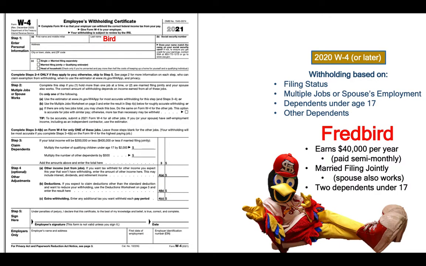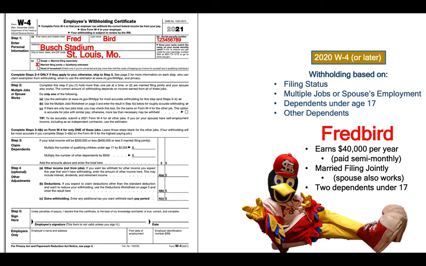Now, if we have a 2020 W-4 or later, then we have a different scenario. The W-4 changed quite significantly in 2020 due to the Tax Cuts and Jobs Act. And so we see here Fred Bird filled out his personal information, and then he's going to select married filing jointly. And then we see step 2, multiple jobs or spouse works.